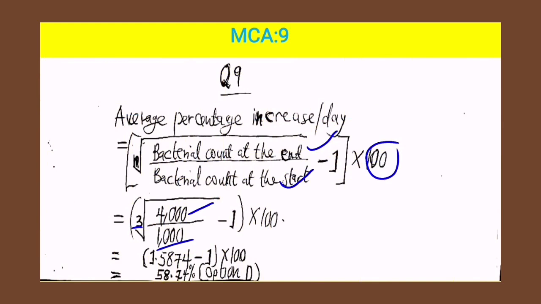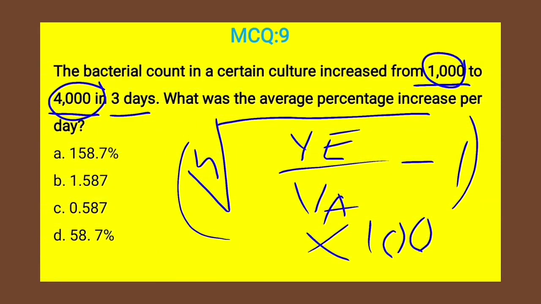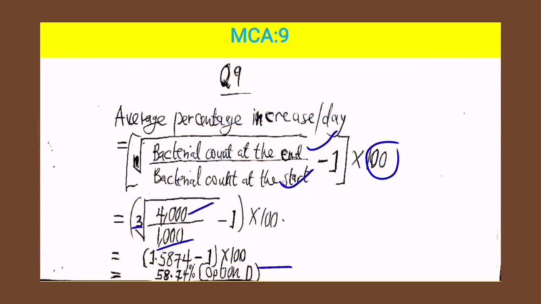So when you substitute these values, with the help of a calculator, you should be able to arrive at 58.74, and that would be option D. So option D will hold in this case. Option D is the choice that we are talking about. So let's take note of that. With a calculator, you can actually get the answer very fast and quick.